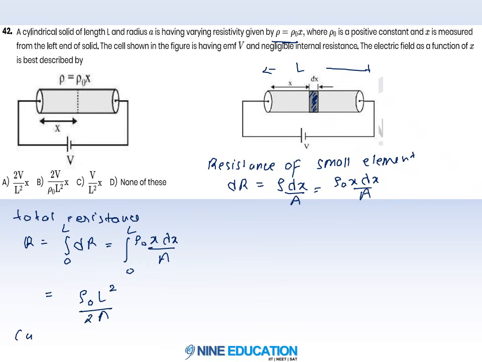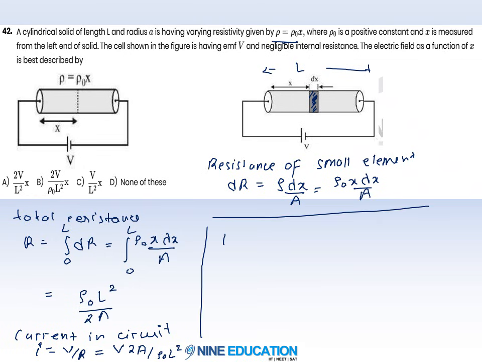Now, current in the circuit: current is V by R. So what we will get is V times 2A upon rho naught L square. From here we are getting current equal to 2AV upon rho naught L square.